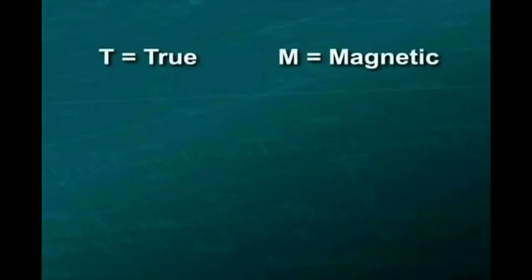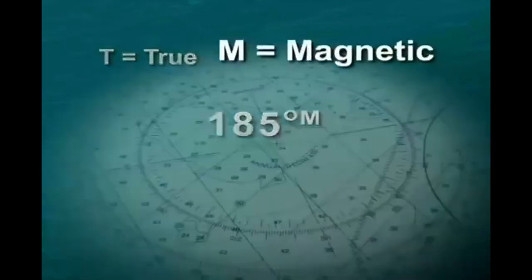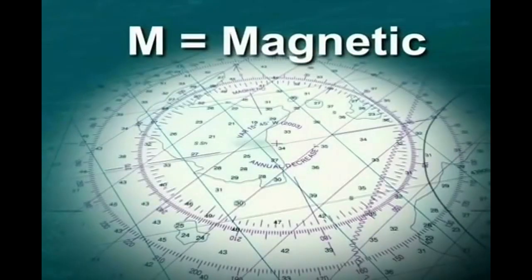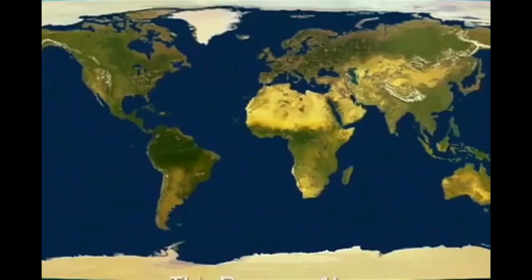When labeling your courses on a chart, always, always, always add T for true or M for magnetic after the 3 digits, as in 185M for 185 degrees magnetic. For all our work, we'll be using magnetic as it correlates to the compass on our boat, so let's always use the inner circle.